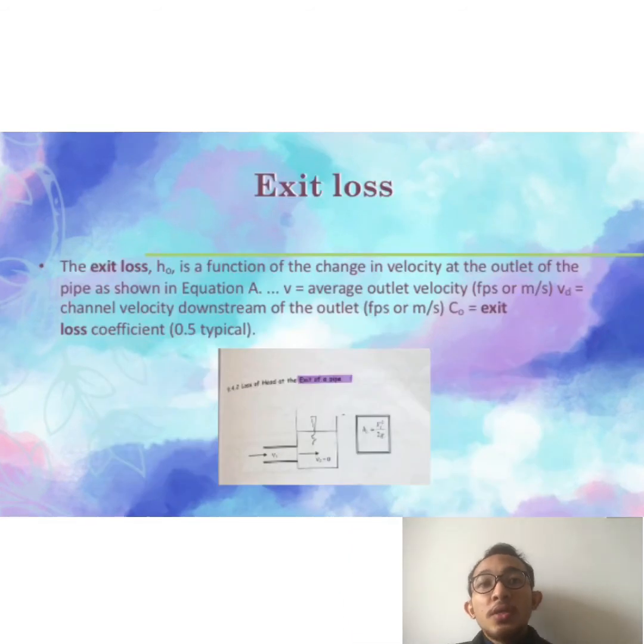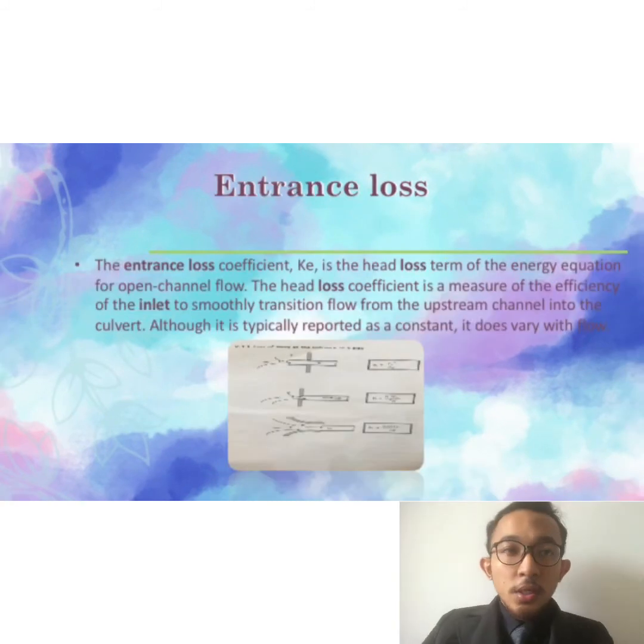The exit loss is a function of the change in velocity at the outlet of the pipe, as shown in the equation. V equals the average outlet velocity in FPS or m/s. VD equals the change in velocity downstream of the outlet in FPS or m/s. Ke is the exit loss coefficient, 0.5.